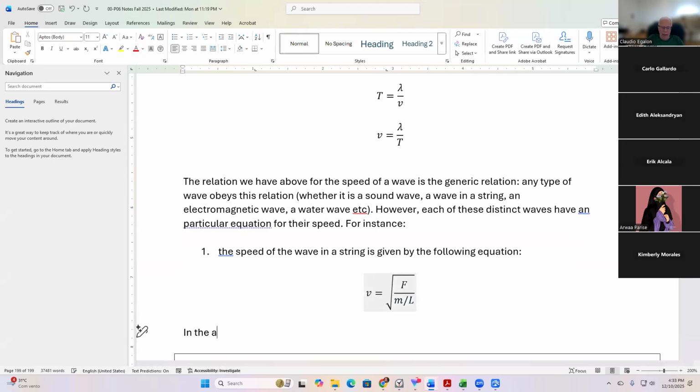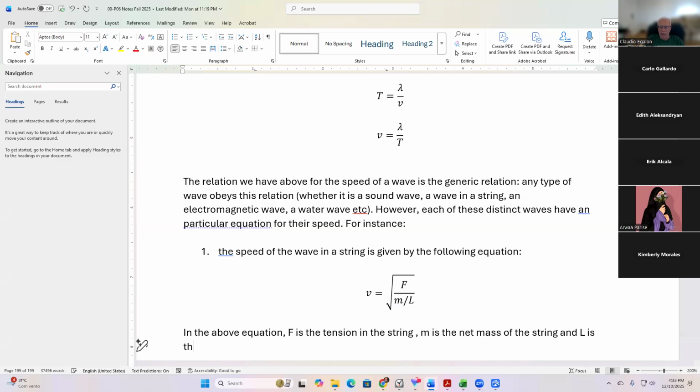In the above equation, F is the tension in the string. The larger the tension, the faster the wave in the string. M is the net mass of the string, and L is the net length. Let's put here the vibrating length of the string, okay?